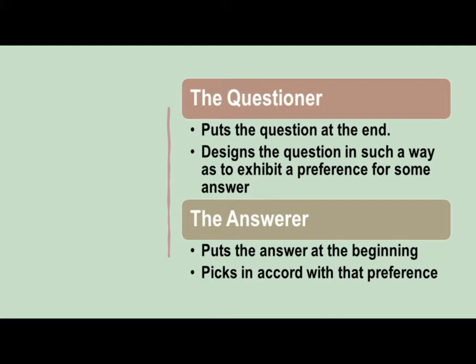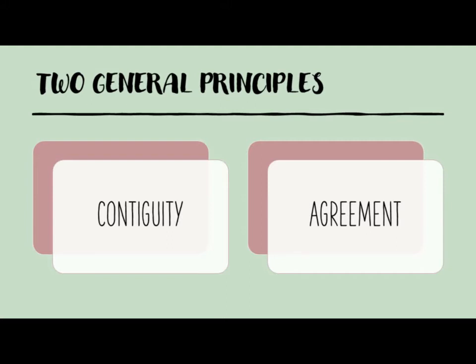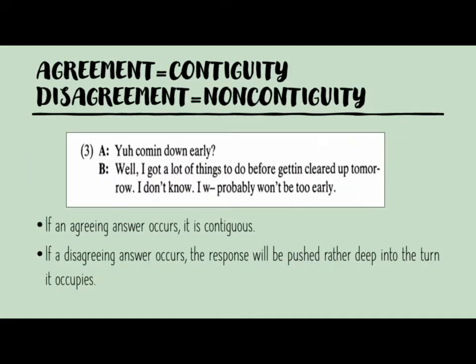Also, the questioner designs the question in such a way as to exhibit a preference for some answer, and the answerer picks in accord with that preference. And with that, he came up with two general principles, which are contiguity and agreement. This is where he confirms that there is an interaction between the preference for contiguity and the preference for agreement. Now you can see in this example that the response is not only formed so that the disagreement is made as weak as possible, but it is held up for a great part of the turn.